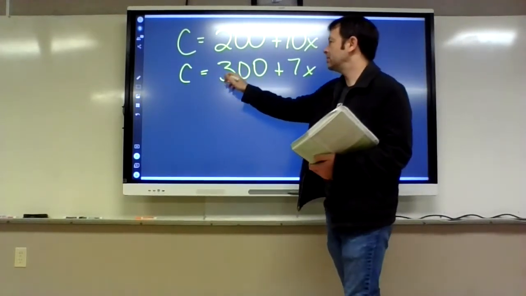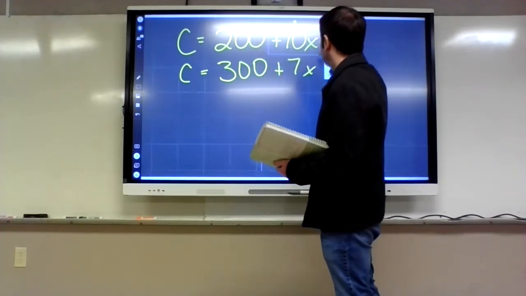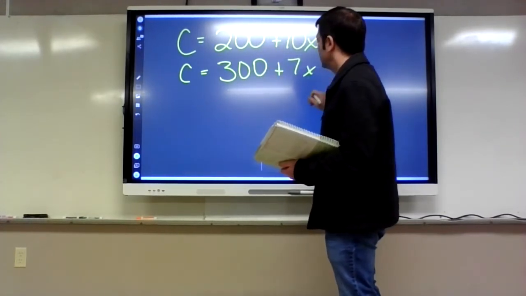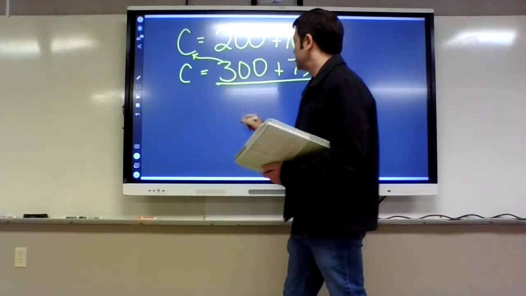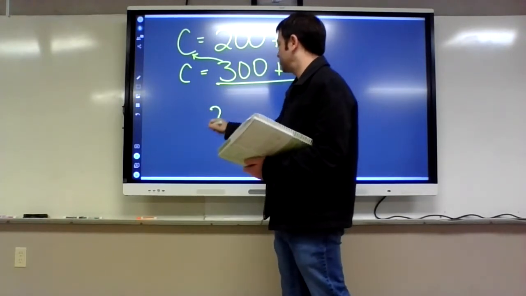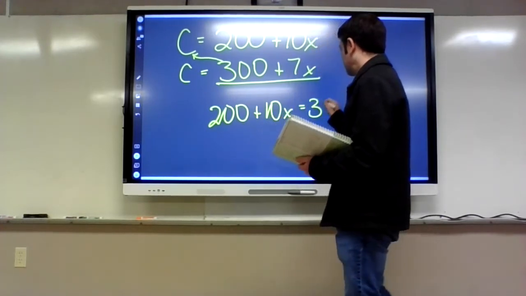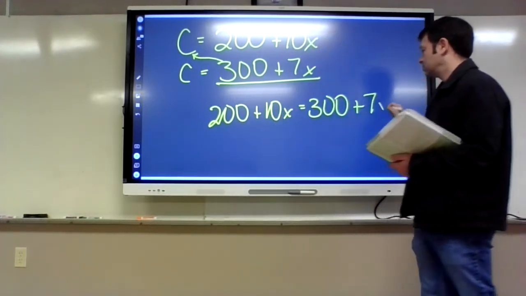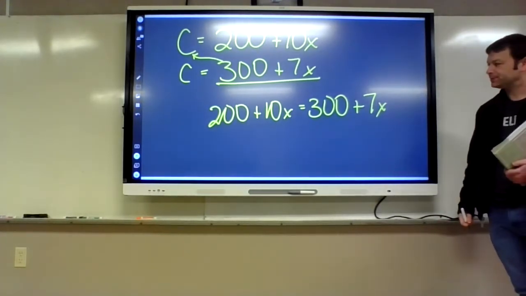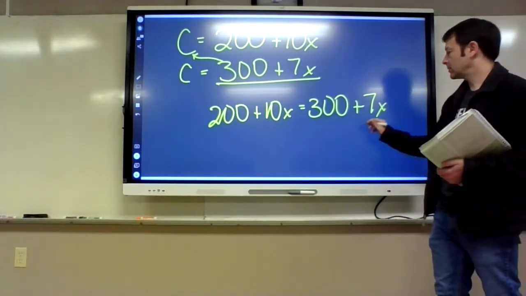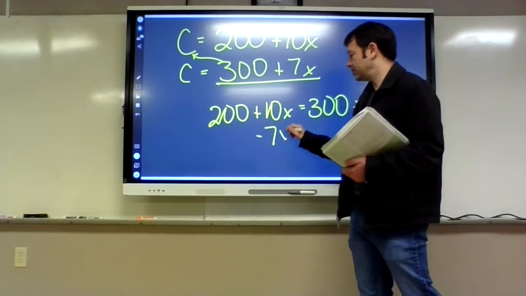So this thing equals this thing. This thing up here equals this thing down here. Or you could think of it as we're substituting this in right there. So 200 plus 10x equals 300 plus 7x. So what do I do when I have x's on both sides? Yeah, subtract off the x's from one side, match it on the other side.